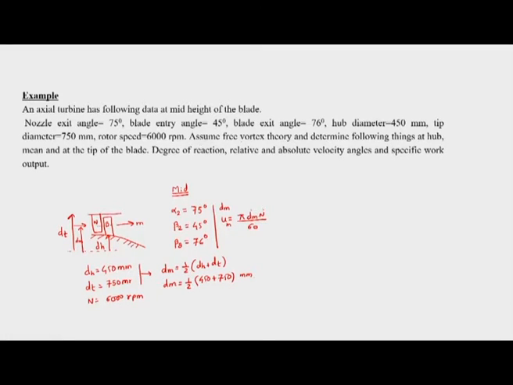Further, it is told to assume free vortex theory and determine the following things at the hub, mean and tip of the blade. We are asked about the degree of reaction R, the relative and absolute velocity angles, and the specific work output. So having known this, we will proceed with the example.